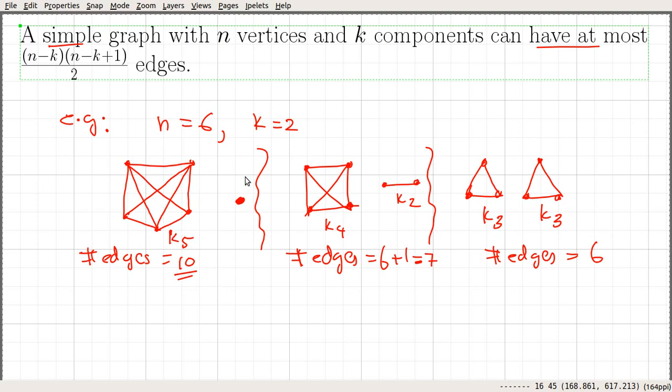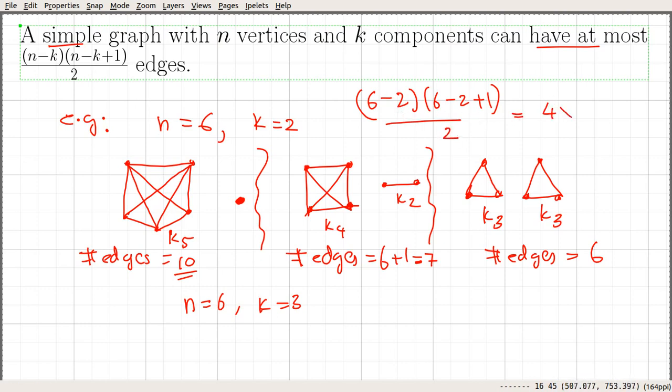Similarly, you can work out the same thing for n equal to 6 and k equal to 2. Here again you can see that the upper bound, if you assume this statement, will be 6 minus 2 into 6 minus 2 plus 1 divided by 2. That is 4 into 5 divided by 2, which is 10. We can see that here we have that situation, right?